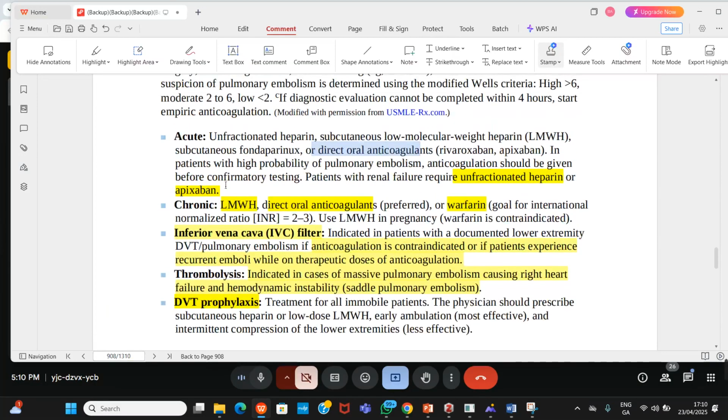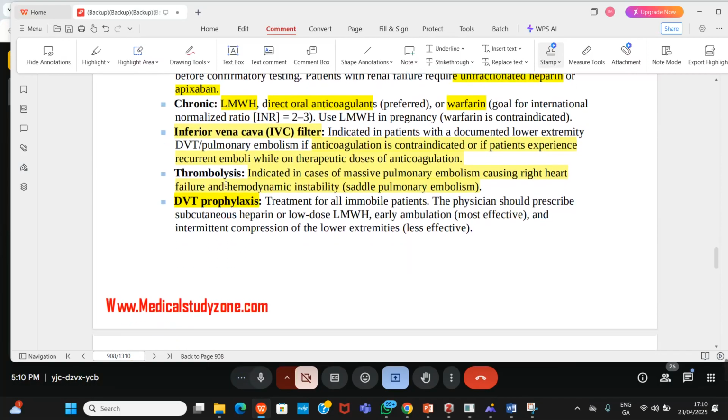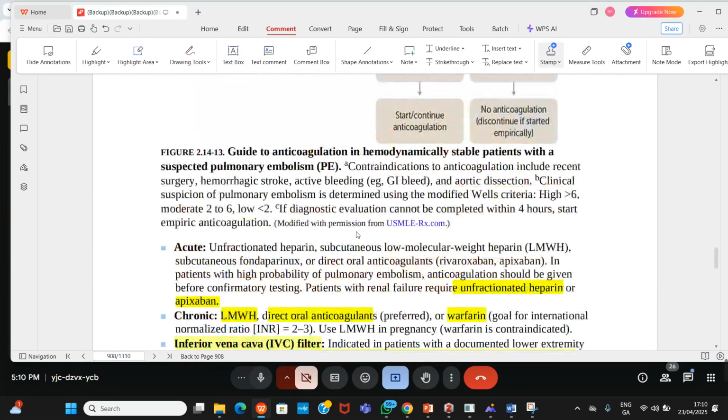So for the chronic, you can also use low molecular weight heparin or DOACs or warfarin, but the best is to give DOACs. IVC filter, I have talked about that. People that have a contraindication to anticoagulation and they have a PE, give them an IVC filter. If the patient is also experiencing recurrent emboli while on a therapeutic dose, you have given the normal dose of the anticoagulant and it's still not working, put in an IVC filter.